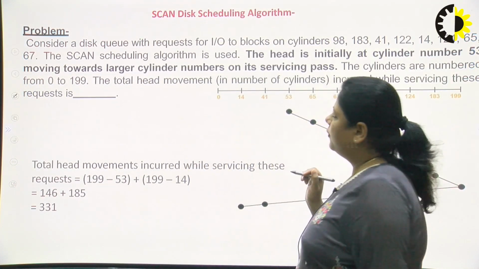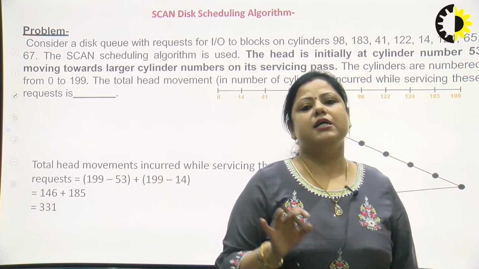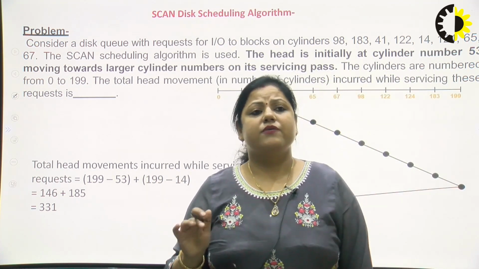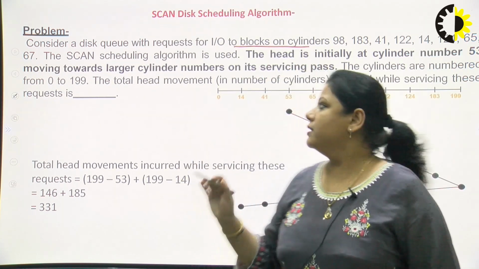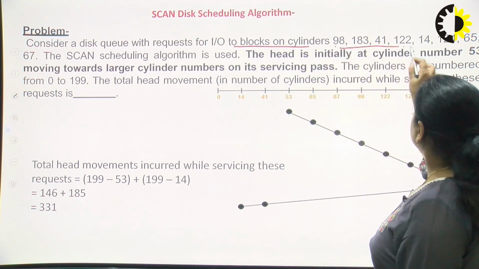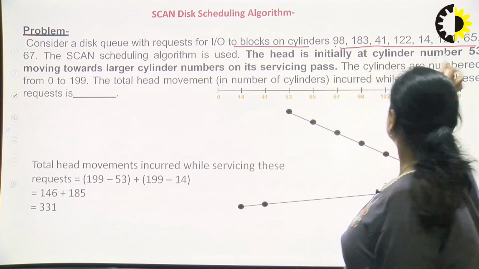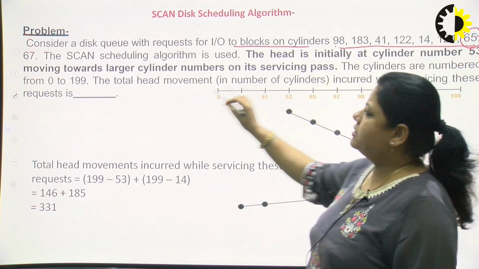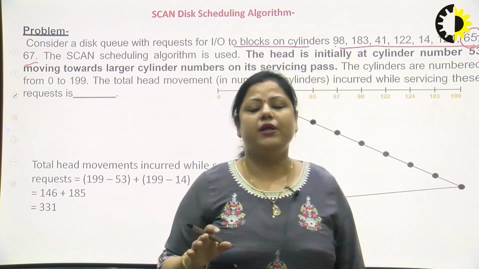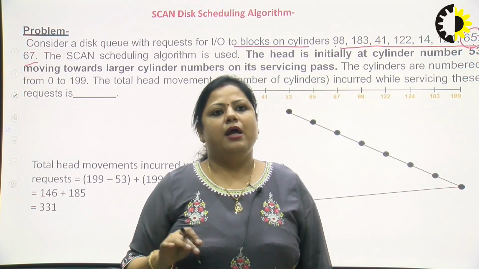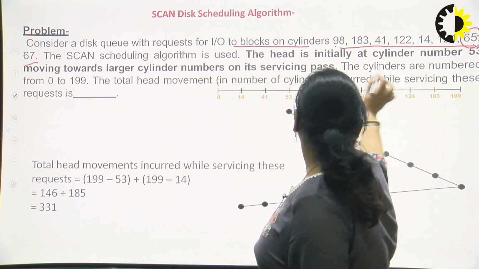So this is the problem of the SCAN disk scheduling algorithm, in which consider a disk queue with requests for input output to blocks on the cylinders 98, 183, 41, 122, 14, 124, 65 and 67. The SCAN scheduling algorithm is used here, and the head is initially at cylinder number 53.